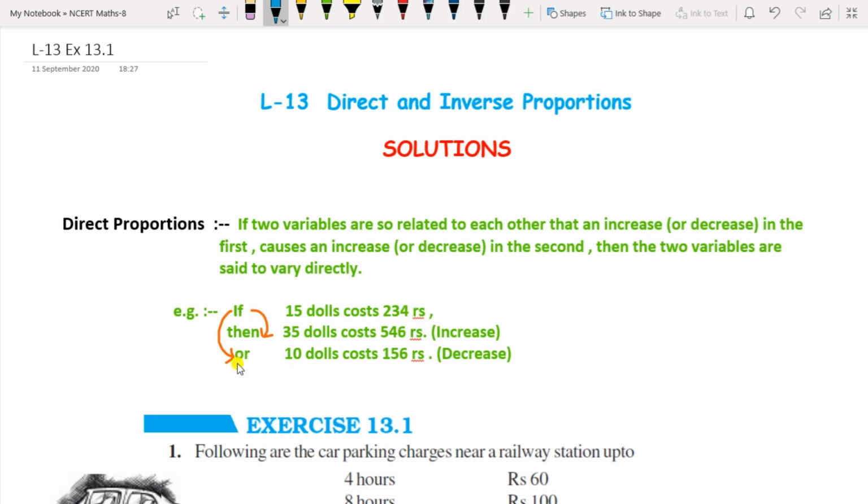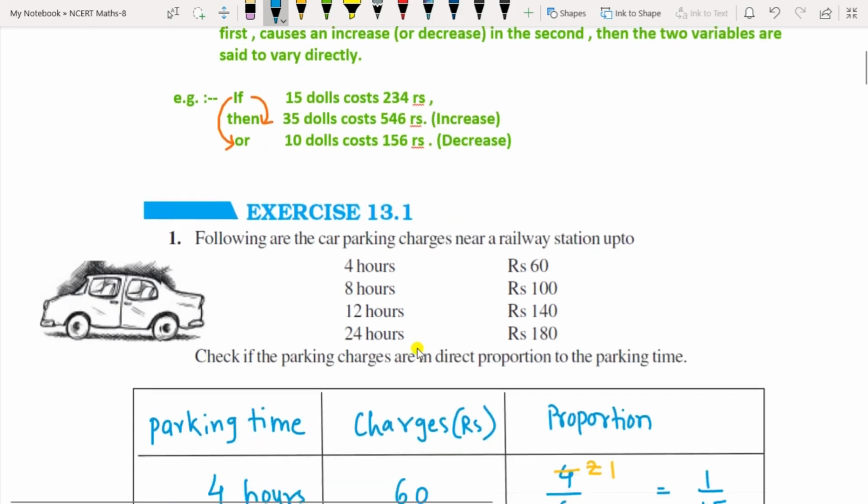Now if you compare the first and the third line, that is, if 15 dolls cost 234 rupees, then 10 dolls cost how much? The number of dolls has been reduced from 15 to 10, so the cost will reduce from 234 to 156 rupees. So if there is a decrease in the dolls, there is a decrease in the cost. Such a proportion is called direct proportion: when on one side the variable is increased, on the other side it also increases, and if on one side the variable decreases, then on the other side it also decreases. Okay, so let us start with 13.1 here.